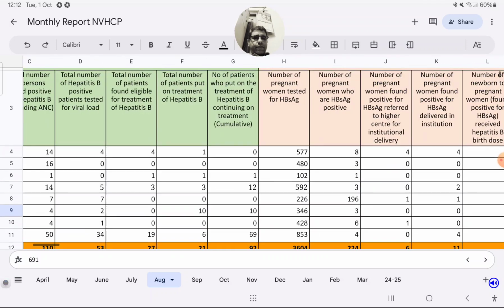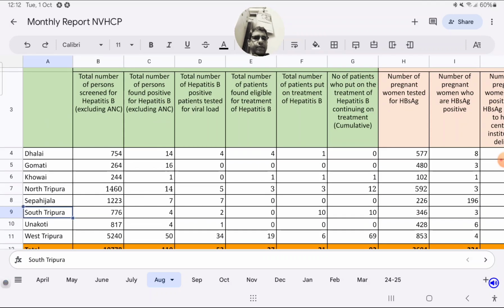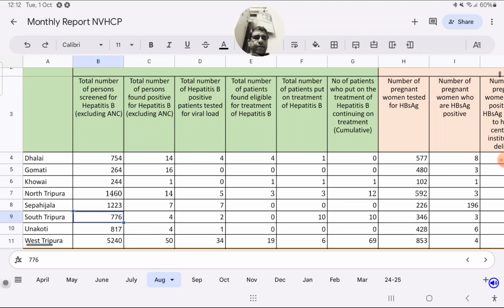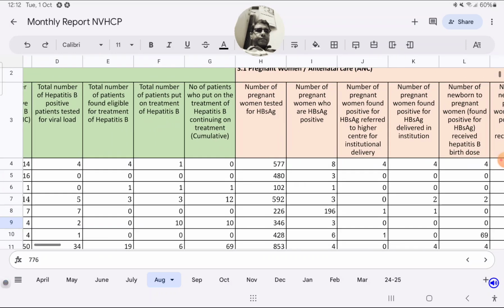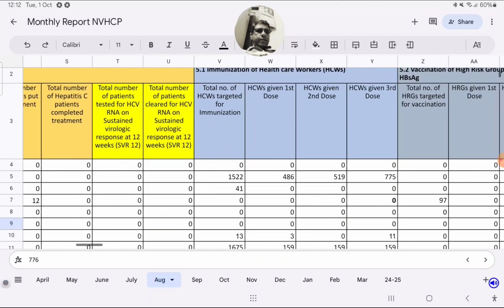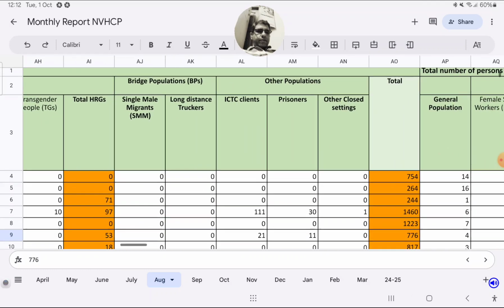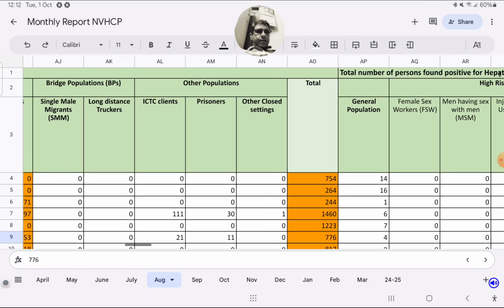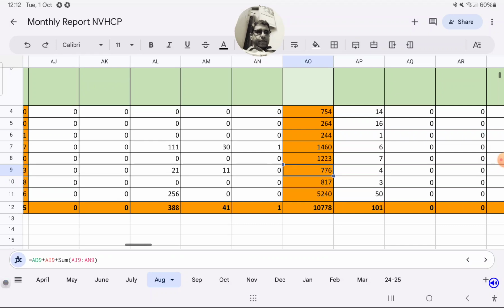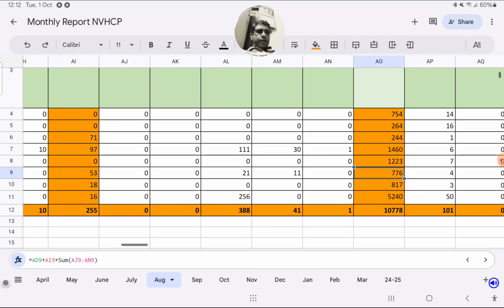This is data of South Tripura district per se. So South Tripura district, you can see 776 people as a whole, including all categories, were tested for hepatitis B. Now moving on to the screening section of hepatitis B. Here you can see the total has come, 776. Here you go. So the total screened shown here will add up to this. How?